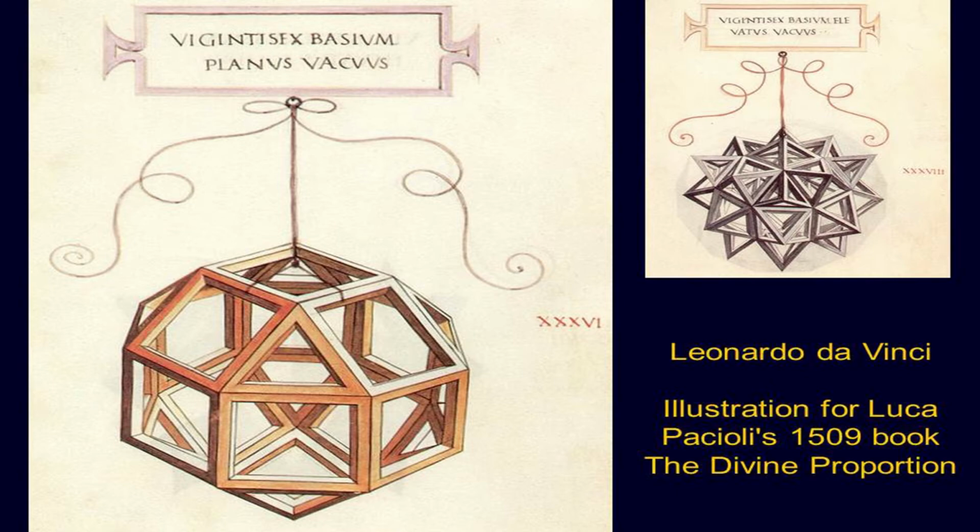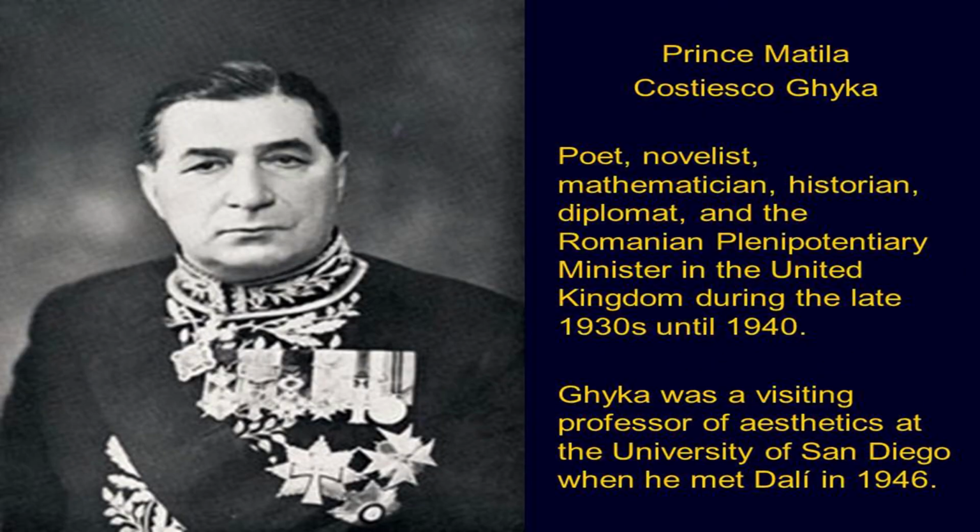And what this is leading to is the fact that in 1946, Dali met at a party a gentleman named Attila Ghyka. And Attila Ghyka was a Romanian prince. He was also a diplomat. He was a variety of different things, historian, mathematician. But he was teaching math and aesthetics at the University of San Diego at the time. And they struck up a relationship that became a pretty strong one. And for about the next 10 years, Dali, in a sense, had access to this great mathematical mind.